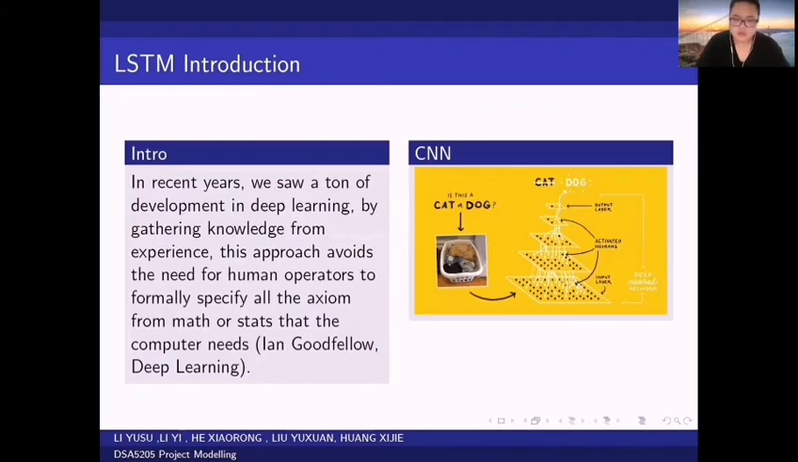In recent years, we saw a ton of development in deep learning by gathering knowledge from experiments. This approach avoids the need for human operators to formally specify all the actions from massive data that the computer needs. The convolution network on the right-hand side is an example that exactly tells whether this is a cat or dog in the picture.